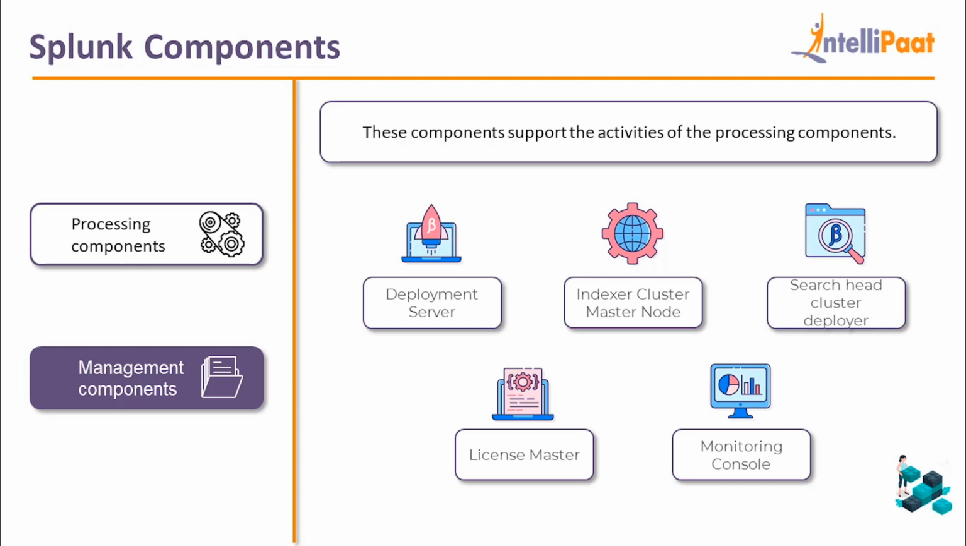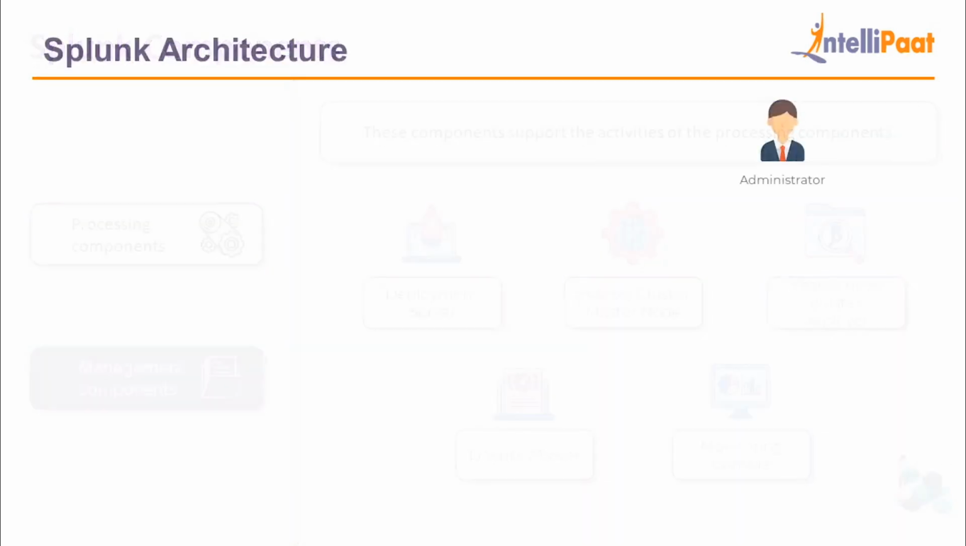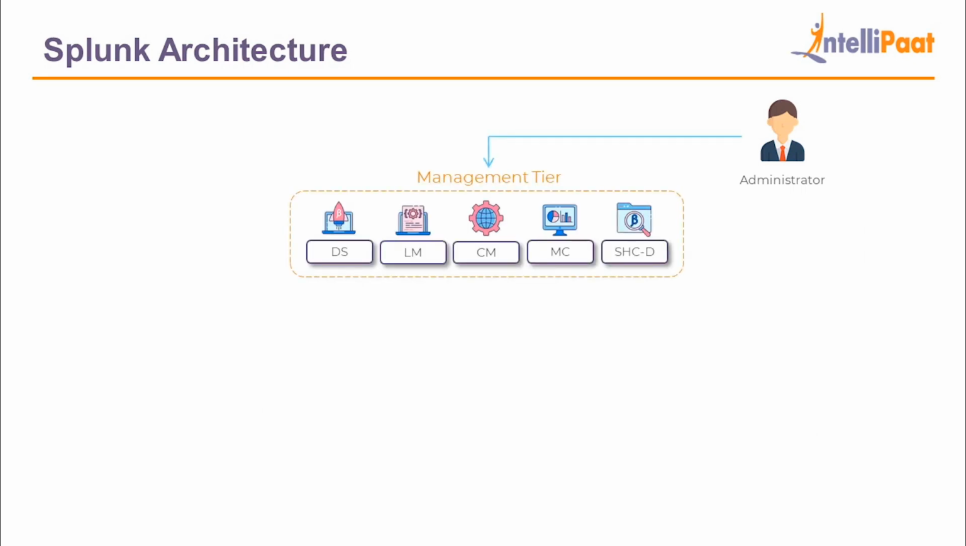Now let's look at how this would work in an architecture. You have your administrator. Suppose you're the administrator and you need to start working with it. This is how it would work. The administrator works with the management layer, where he'll be working with the deployment server, the license master, the cluster master, the monitoring console, and the search head deployer. This is the management tier. You'll have single nodes for each of them, whereas you'll have different clusters.